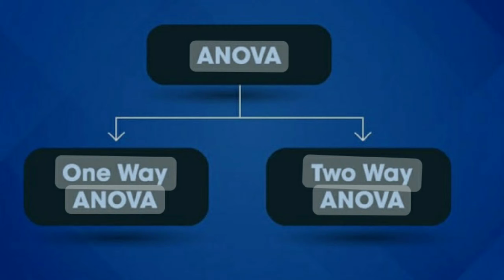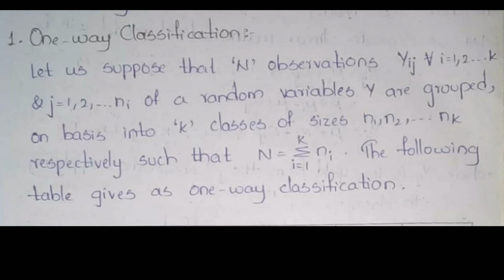ANOVA is classified into two ways. One is a one-way classification, another is a two-way classification. One-way classification means one-sided calculation, either by row or by column.